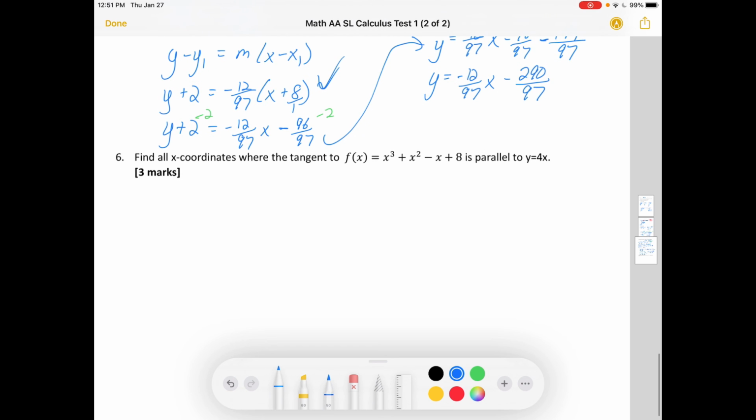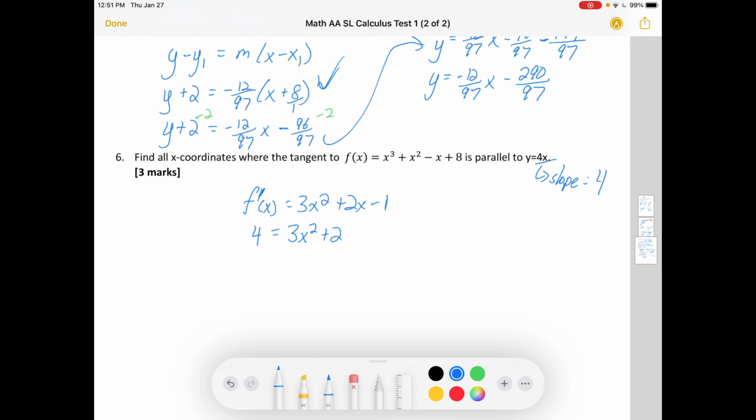And lastly, find the x-coordinates where this is parallel to y equals 4x. So that's telling us that we're talking about a slope of 4, because that's just a line. So in other words, where does this function have a slope of 4? Well, f prime, the slope anywhere, is 3x squared plus 2x minus 1.